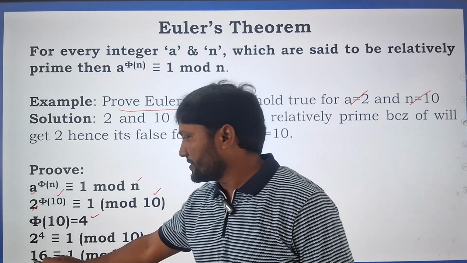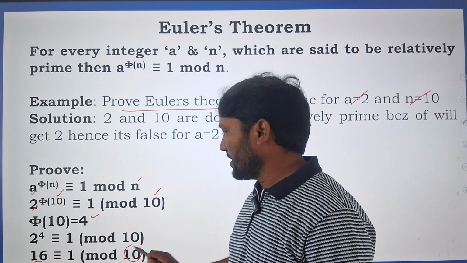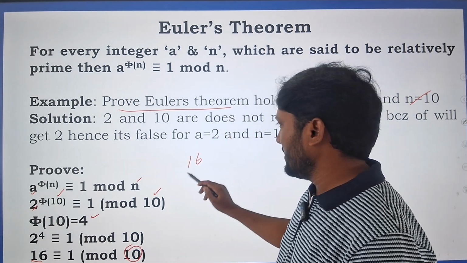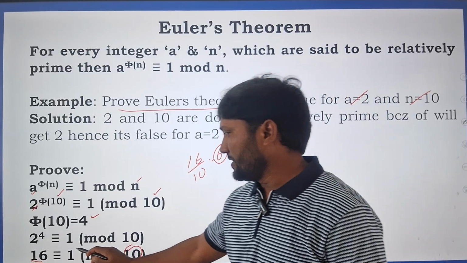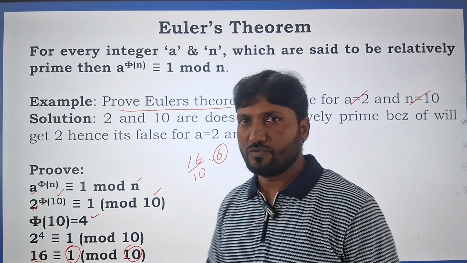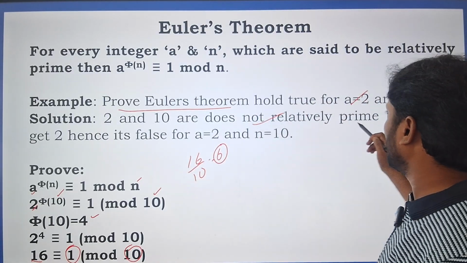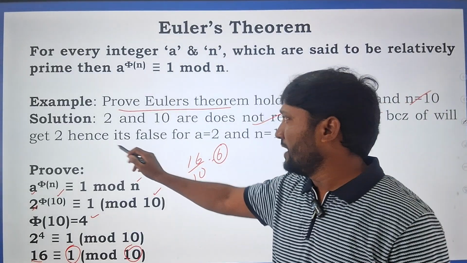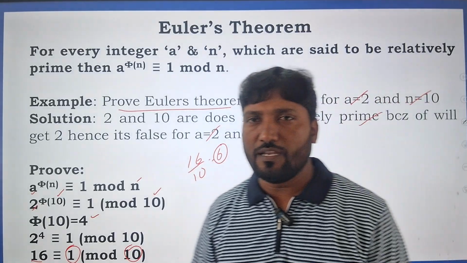As we know, 2 to the power of 4 becomes 16. Now if you do the modular arithmetic, 16 divided by 10, the remainder is 6. Now it is not equal to 1. So that means 2 and 10 are not relatively prime, because we get a false value for a equals 2 and n equals 10.